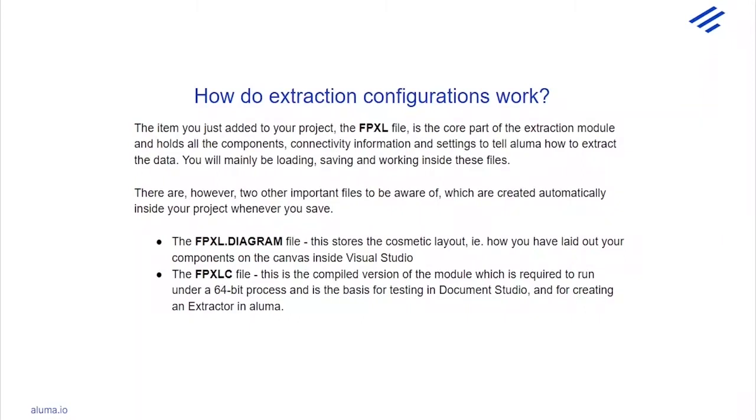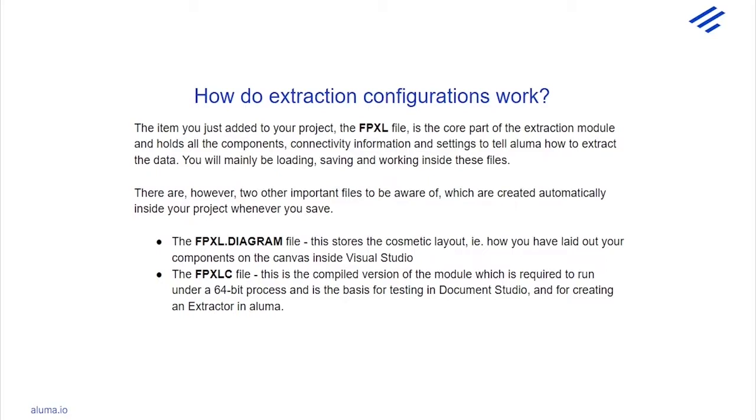There are, however, two other important files to be aware of, which are created automatically inside your project whenever you save. The fpxl.diagram file. This stores the cosmetic layout, including how you laid out your components on the canvas inside Visual Studio. The fpxlc file. This is the compiled version of the module, which is required to run under a 64-bit process, and is the basis for testing in Document Studio and for creating an extractor.